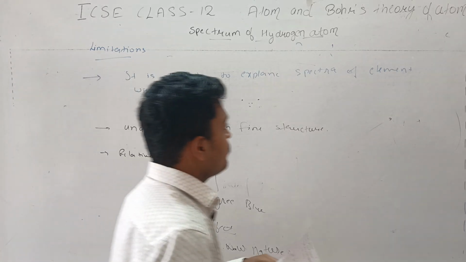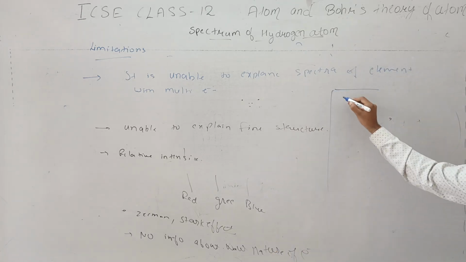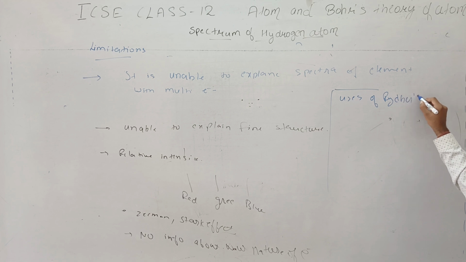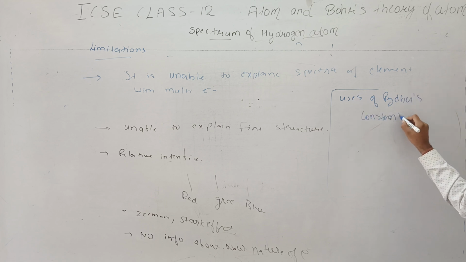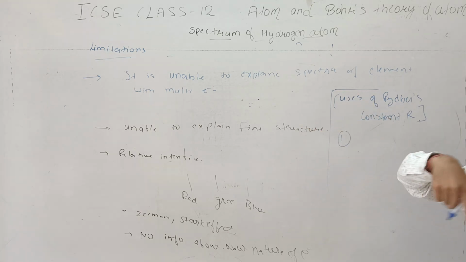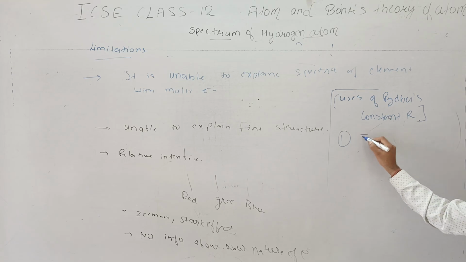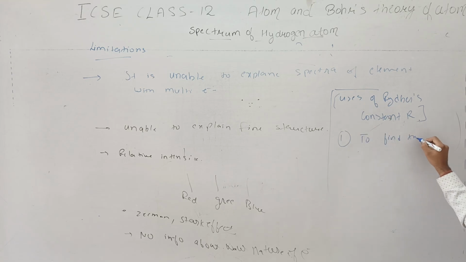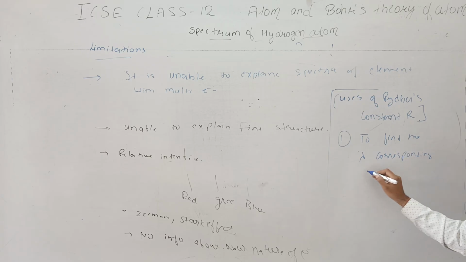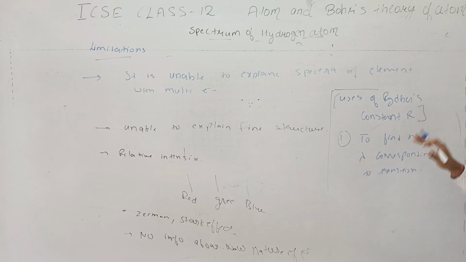And the last thing is certain uses of Rydberg constant R. So what are the uses of Rydberg's constant R? The very first use was to find the wavelength corresponding to a transition, as 1 by lambda is Rydberg constant times 1 by n1 squared minus 1 by n2 squared. This was the use.